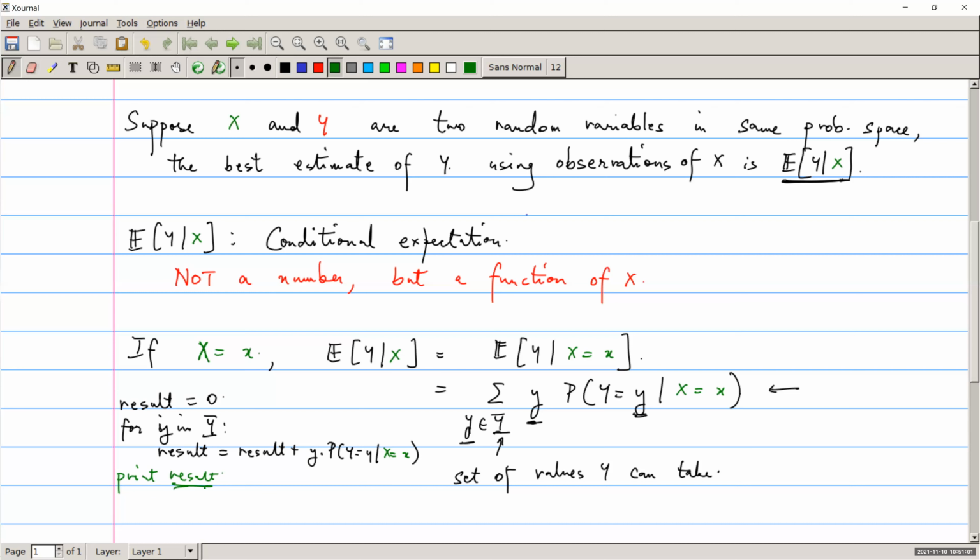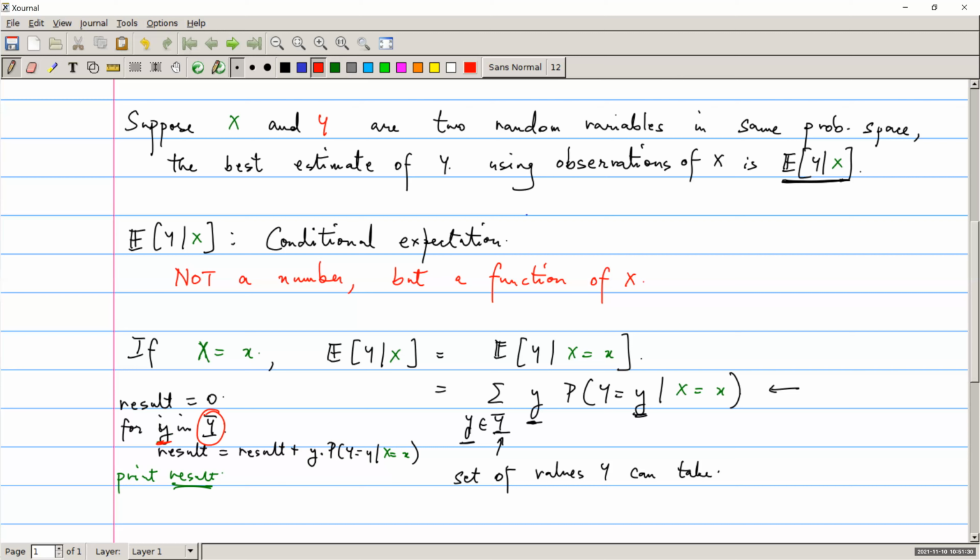What this result is does not actually depend upon the dummy variable. The dummy variable just goes through all values in this set, and that's the end of it. It matters what set this is, but the dummy variable does not play any role. You could replace it with anything else, and the result would still be the same.